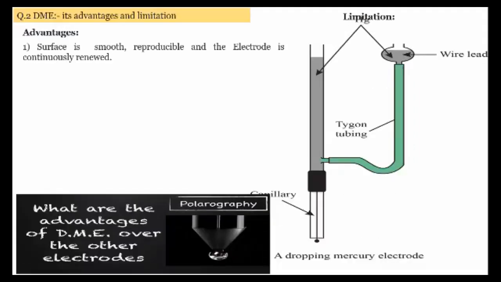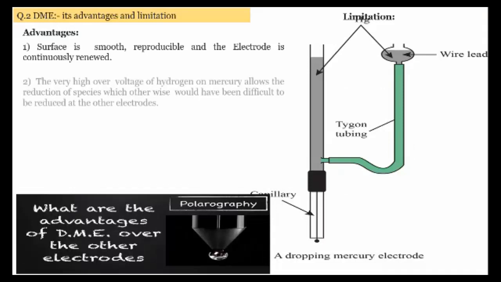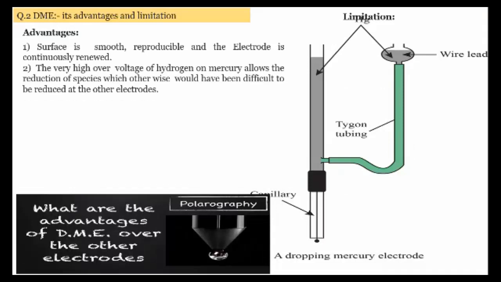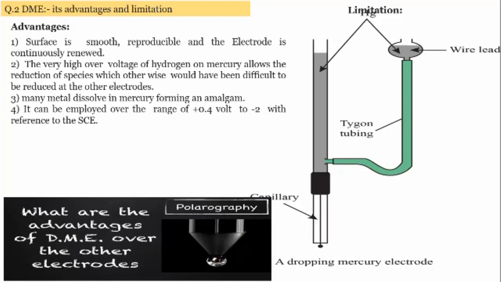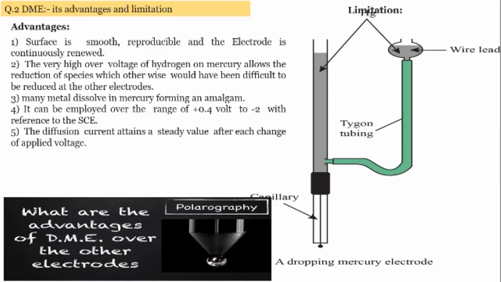In the advantages, the surface is smooth, reproducible, and the electrode is continuously renewed. The very high overvoltage of hydrogen on mercury allows the reduction of species which otherwise would have been difficult to reduce at other electrodes. Third, many metals dissolve in mercury forming an amalgam. It can be employed over the range of plus 0.4 volt to minus 2 with reference to the saturated calomel electrode. The diffusion current attains a steady value after each change of the applied voltage.